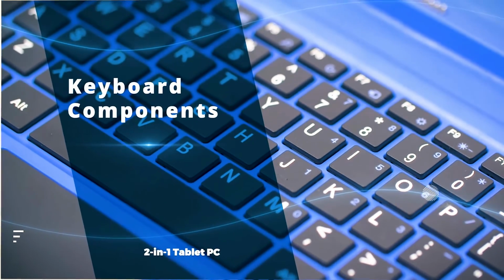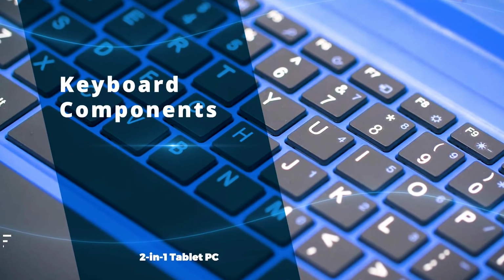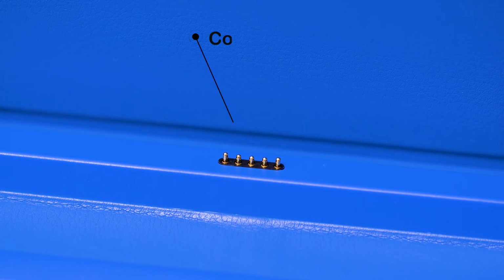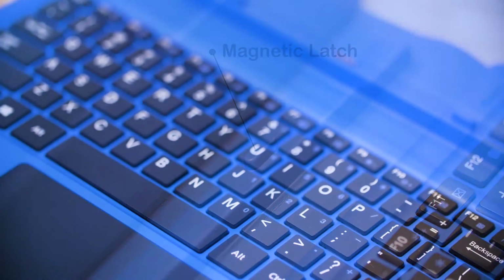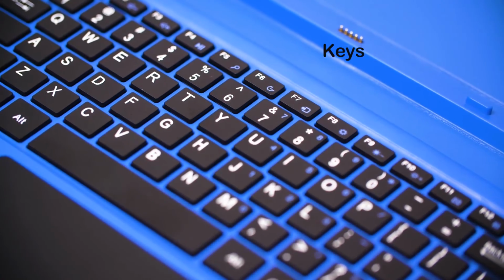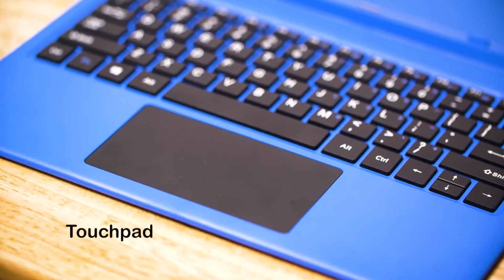Keyboard components. Connector pins used to connect the tablet to keyboard. Magnetic latch. Align and insert the latch hooks into the hinge holes to securely attach the tablet PC to the dock. Keys. Touchpad.